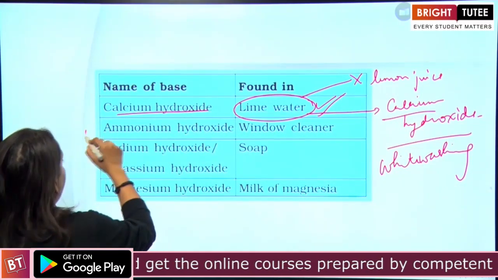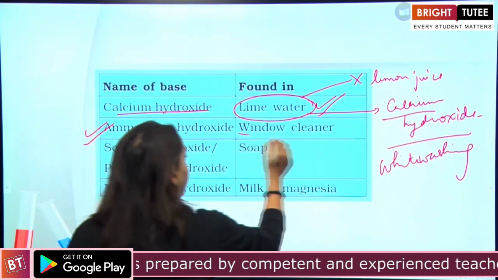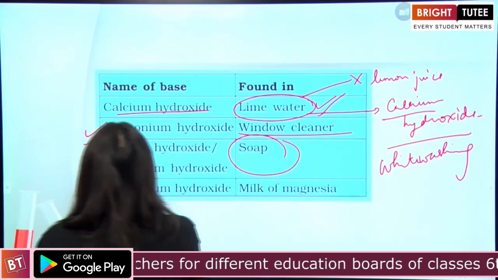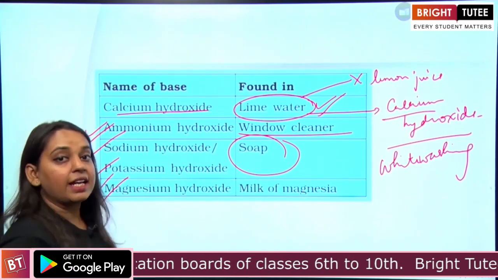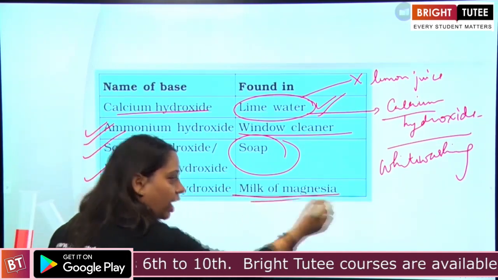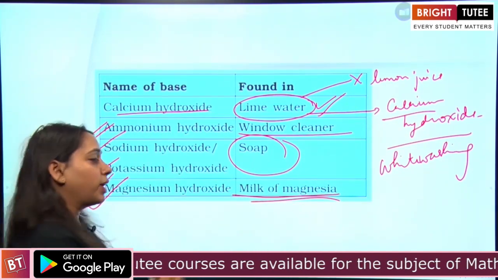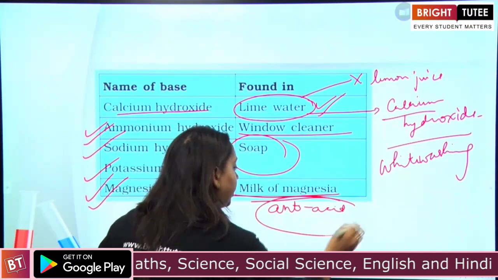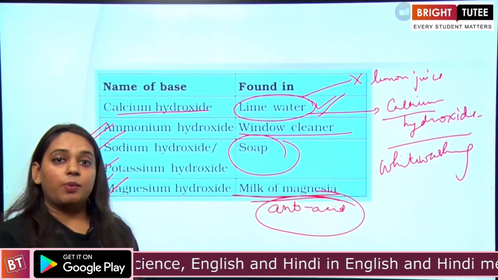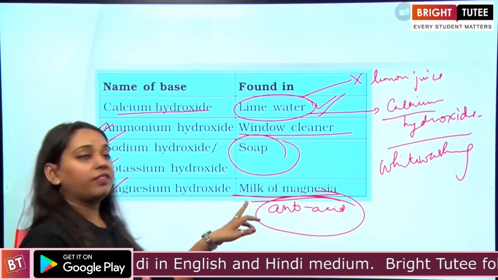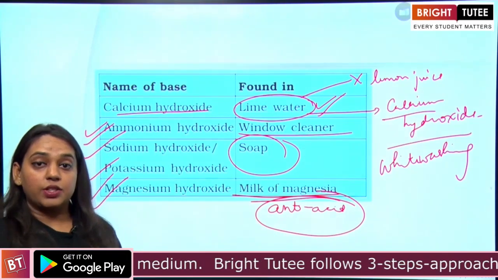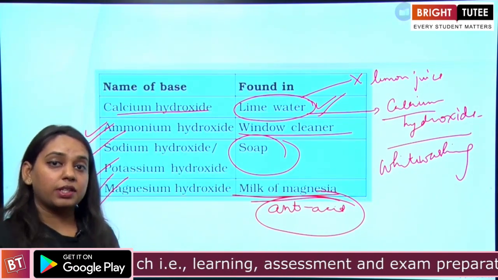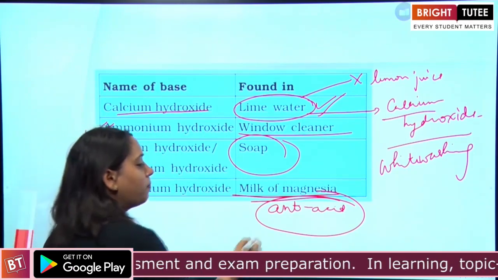Then we have ammonium hydroxide. It is present in window cleaners. Then we have sodium and potassium hydroxide. It is usually found in soaps. And finally, magnesium hydroxide. It is found in milk of magnesia. And what is milk of magnesia? Milk of magnesia is an antacid. And where is it used? It is used to treat acidity. When someone is suffering from acidity, they are usually given milk of magnesia, the Digene that you usually see around in your houses. It is actually an antacid, and it will immediately give relief to the person suffering from acidity.